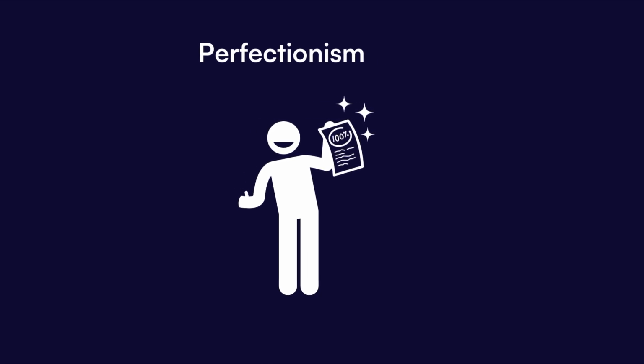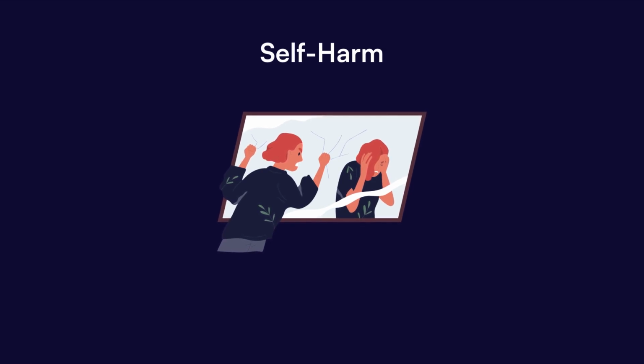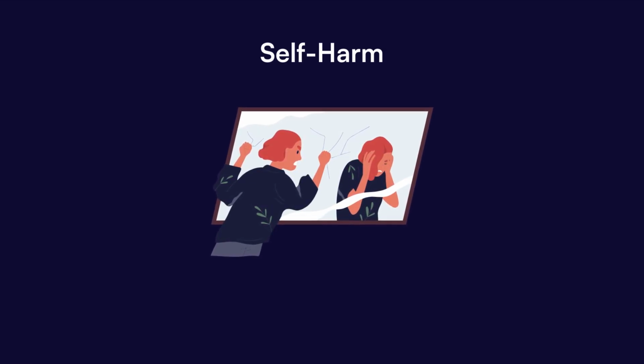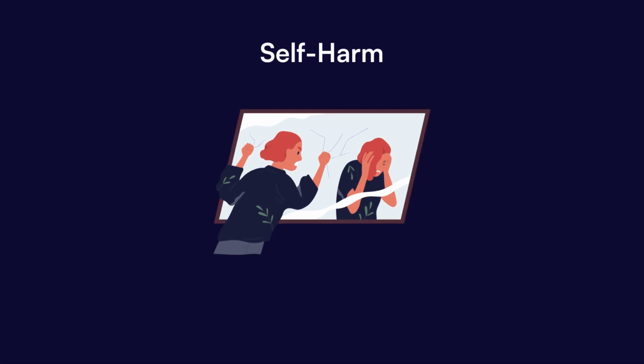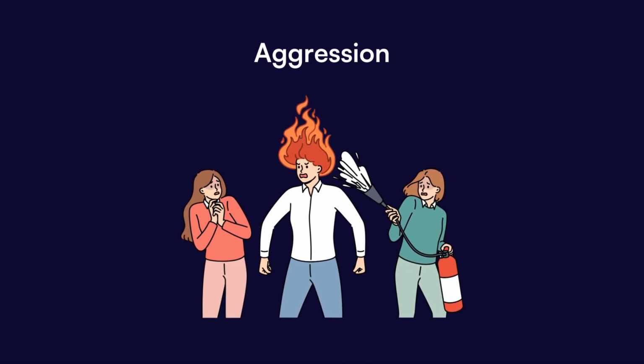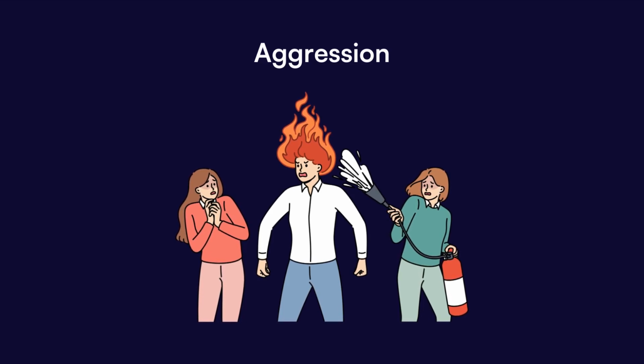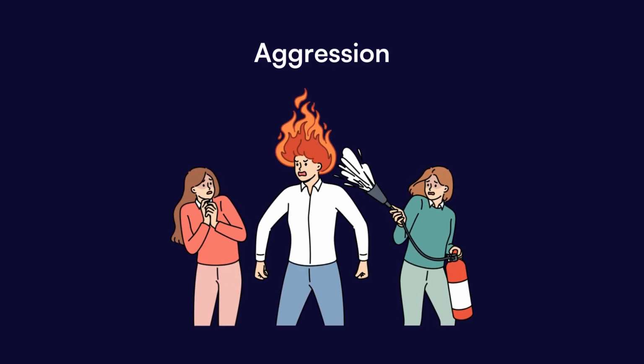Self-harm. Self-harm, which includes behaviors such as cutting or burning oneself, is a harmful way individuals might cope with overwhelming emotions. Aggression. Aggressive behaviors include physical violence, destruction of property, and sexual aggression, among others.